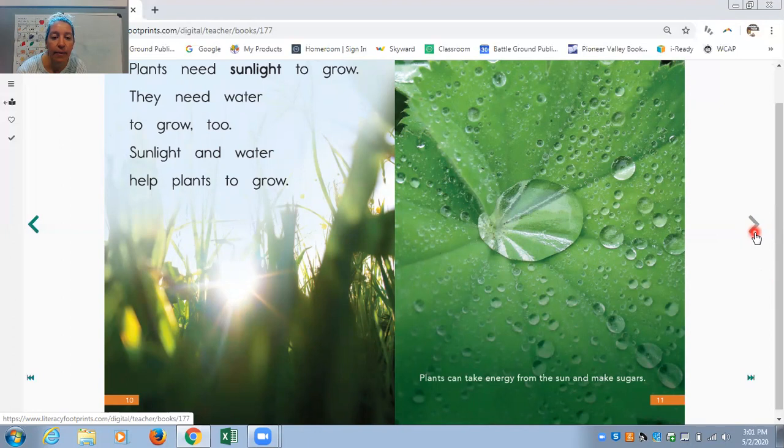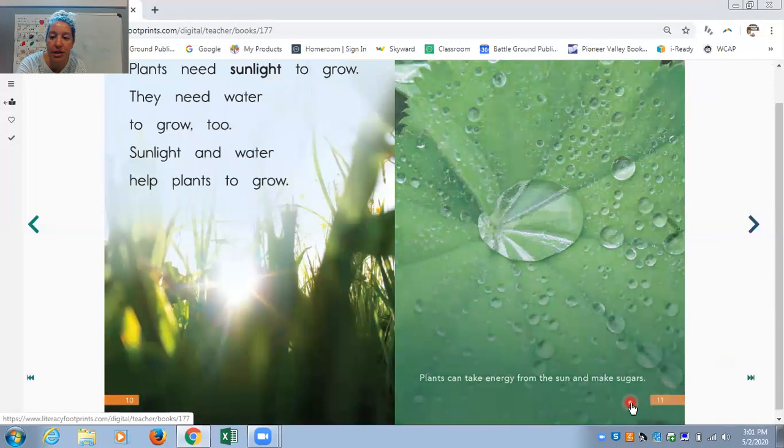Now it looks like my author is talking maybe about, I can see down here from this caption. So a caption tells us what our photographs, what we're reading or what's happening in the photograph. And so let's read this caption together. It says, plants can take energy from the sun and make sugars. So now they're telling us a little bit about what plants need to survive. So the beginning part of this book tells us where we're going to see different plants growing. And then in this middle part of the text, they're talking about the different things that plants need to survive.